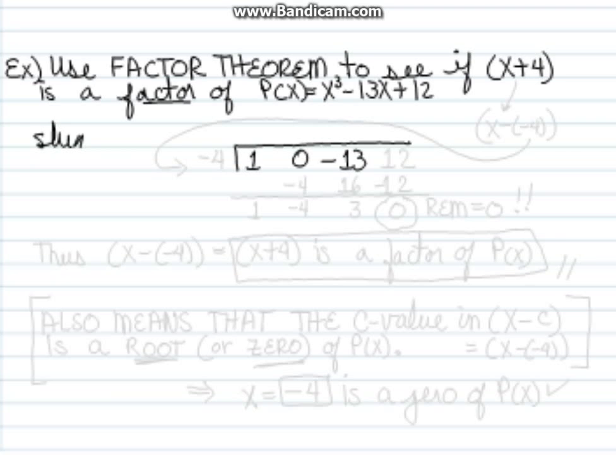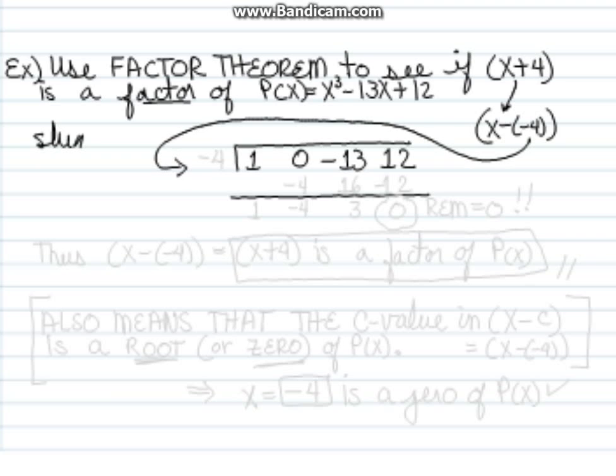Here are our coefficients. Look, there's a missing power of x. X to the second power is missing, so I put 0. Now you see what we did? We rewrote the x plus 4 as x minus a negative 4, the double negative. That way we know what the c value is. C is always a number being subtracted from x in this type of problem. So the c is negative 4. We're going to synthetically divide by negative 4.